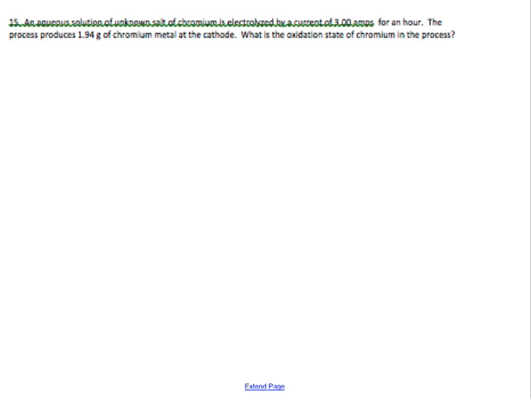An aqueous solution of an unknown salt of chromium is electrolyzed by a current of 3 amps for an hour. The process produces 1.94 grams of chromium metal at the cathode. What is the oxidation state of the chromium? This is awesome. Let's write a half reaction. We know we're producing solid chromium, right? What don't we know? The oxidation state. Since I don't know it, I'm going to call it X.